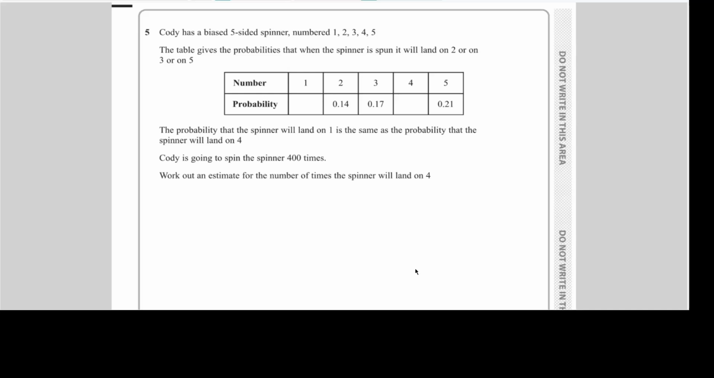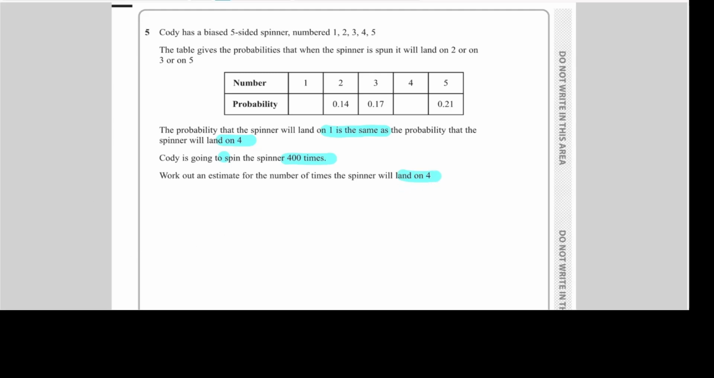Question 5, probabilities. Cody has a biased 5-sided spinner numbered 1, 2, 3, 4 and 5. The table gives the probabilities that when the spinner is spun, it will land on 2, or on 3, or on 5. The probability that the spinner will land on 1 is the same as the probability that the spinner will land on 4. Cody is going to spin the spinner 400 times. Work out an estimate for the number of times the spinner will land on 4.